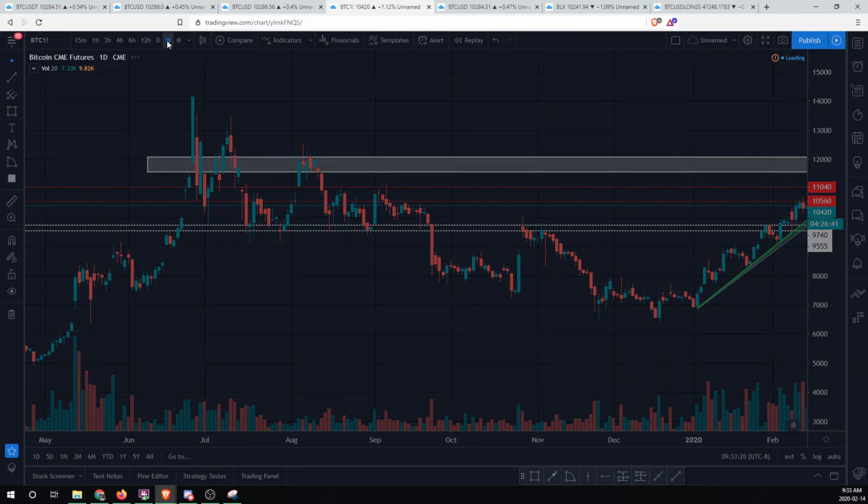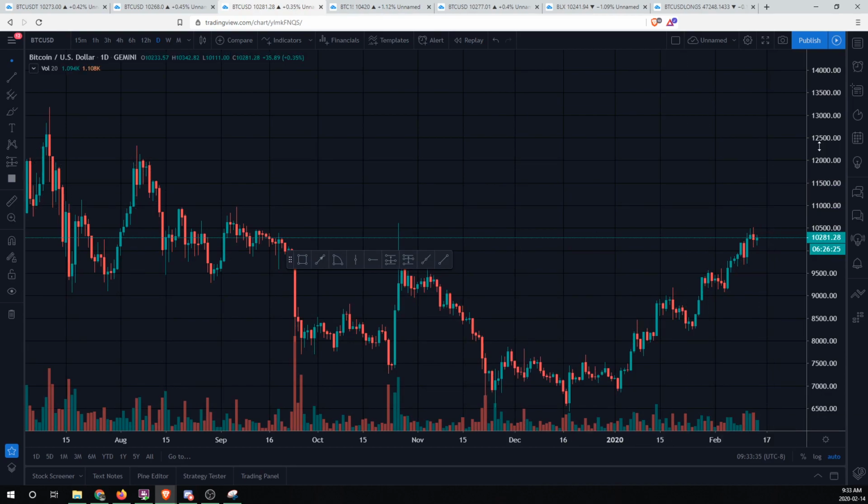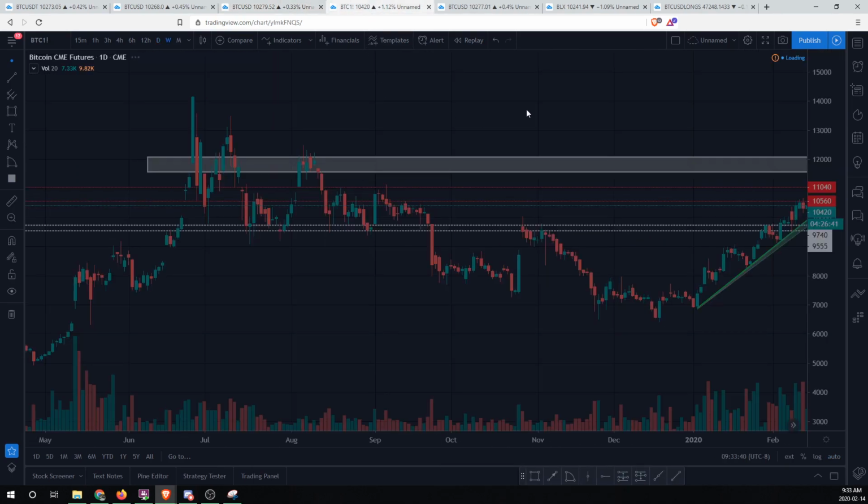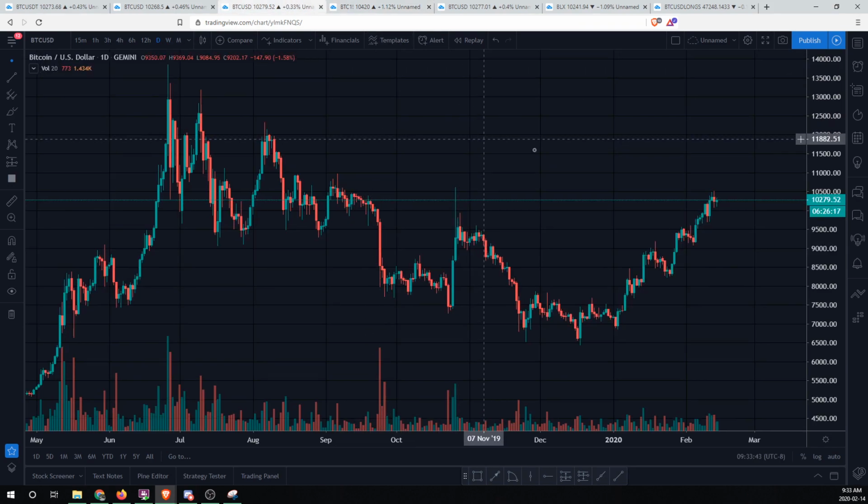Just checking this chart on the weekly, seeing how it looks. Definitely taking a little bit longer than expected. We might come back to this chart. Yeah, let's go back to this chart. So now talking about it on the daily on the Gemini. I'm just going to stick to the daily on that one.